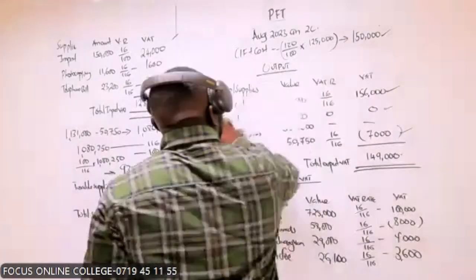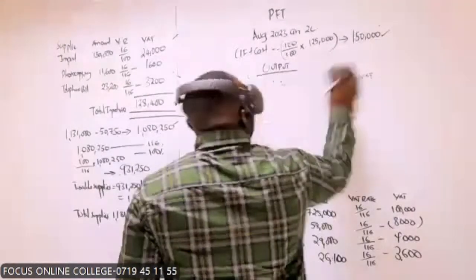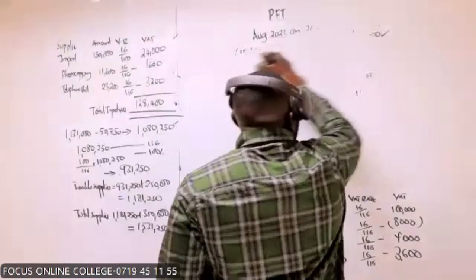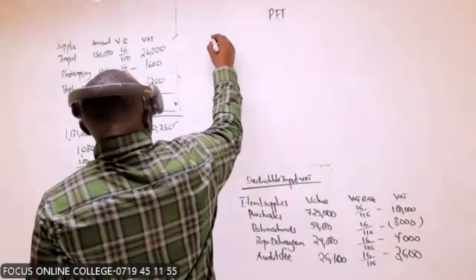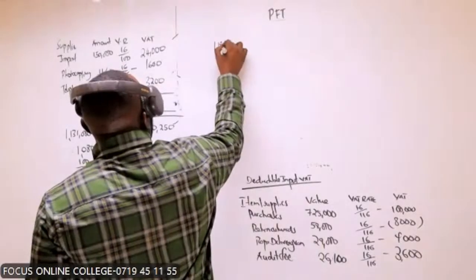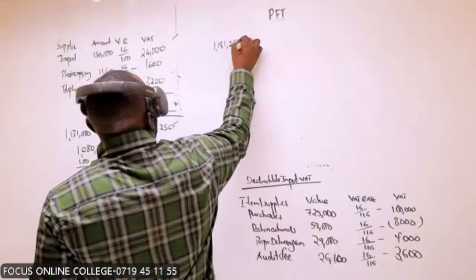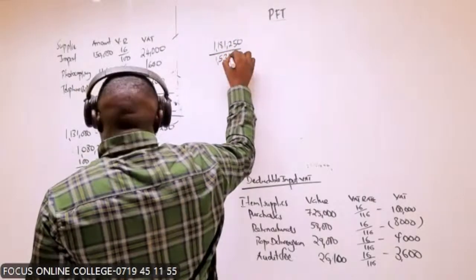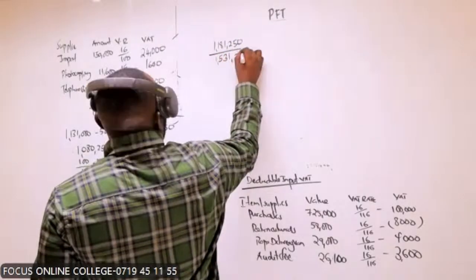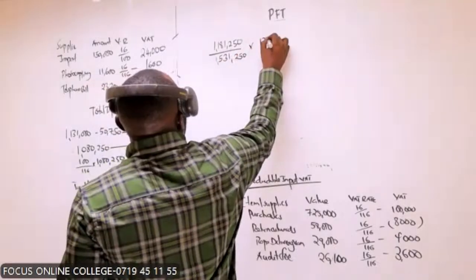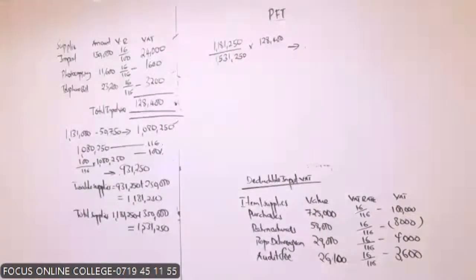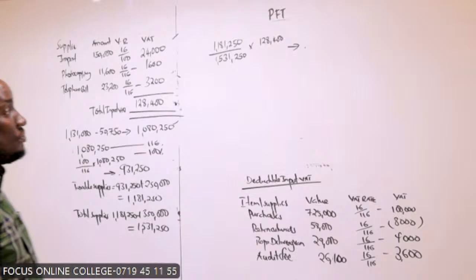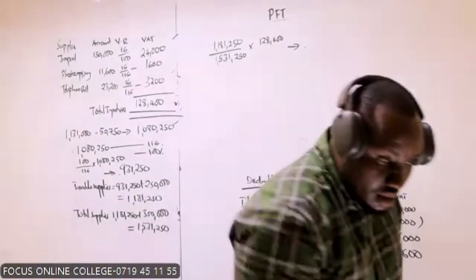So you can get the deductible. We can get the deductible, which is taxable supplies, 1181 to 50, over total supplies, which is 1531 to 50, times 128,400. That is 99,051.